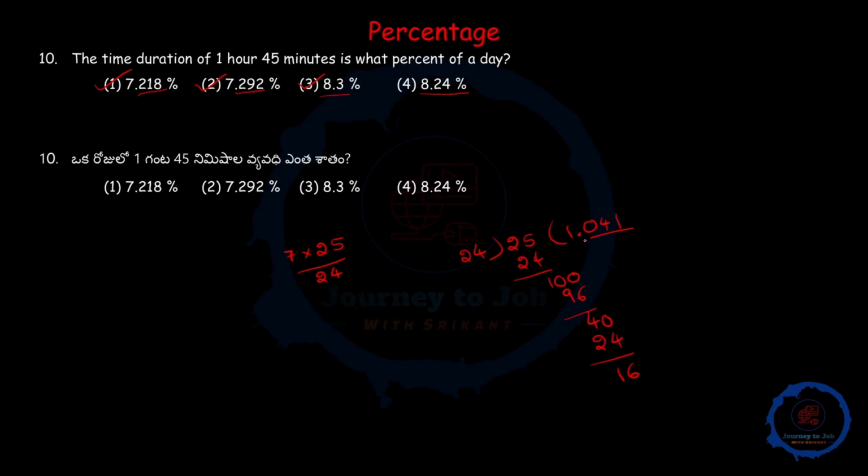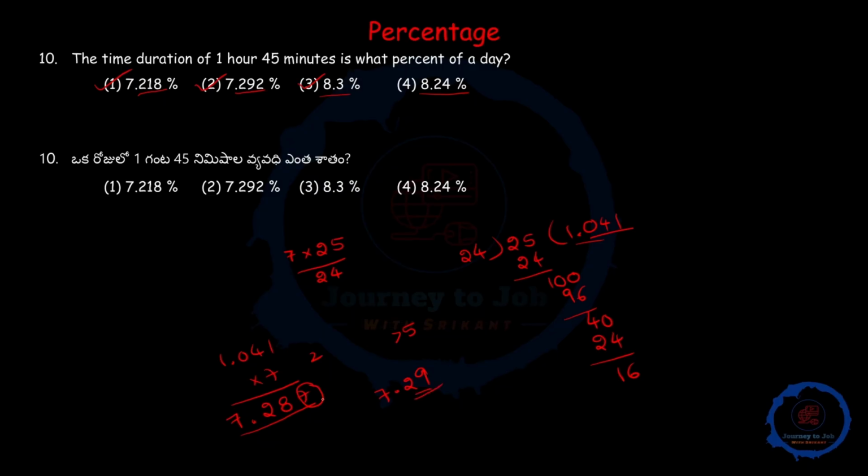Now what we get is 1.041 multiplied with 7. 7 1 is 7, 7 into 4 is 28, so here 2. 7 into 0 is 0, plus 2 is 2, and 7 into 1, 7. So 7.287, nearly 7.29, because if you want to omit the last digit and it is greater than 5, you can add 1 to the digit before it, so 7.29.